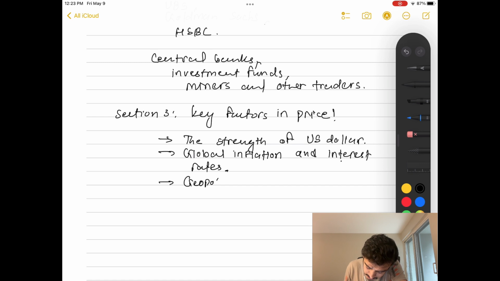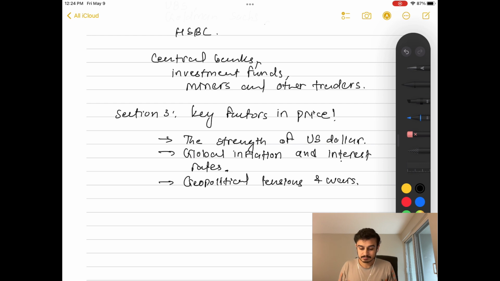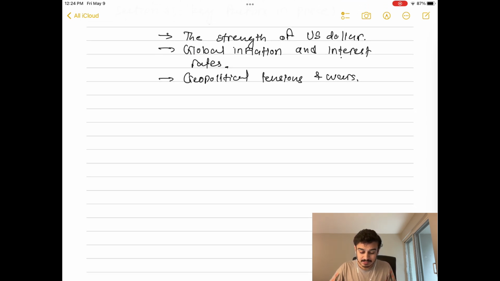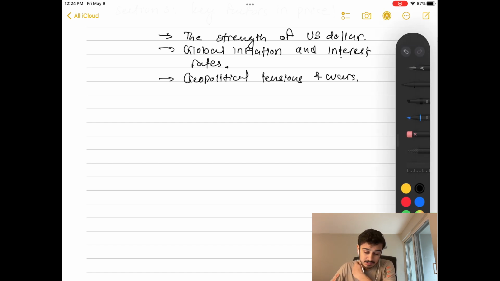Then geopolitical tensions and wars. Right now, as we are seeing in the example of Israel and Gaza, the war is going on, because of which gold prices suddenly shot up, and right now, I would say, probably 3500 is the per troy ounce price for gold. So this is a clear-cut example of how gold price fluctuates based on geopolitical tensions and wars.